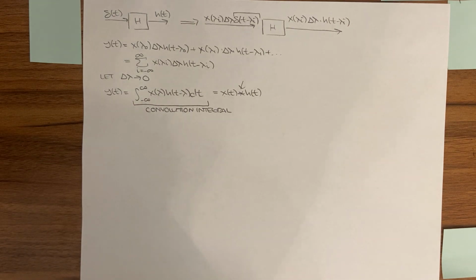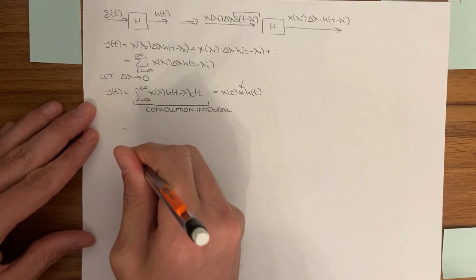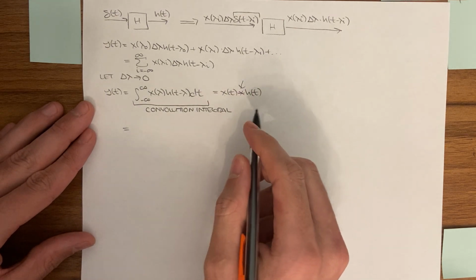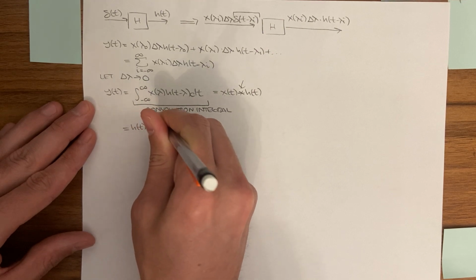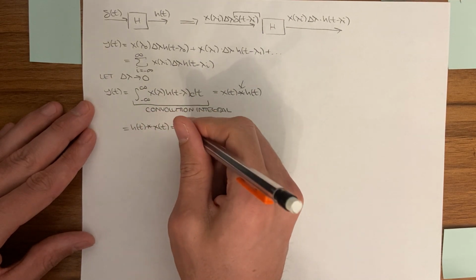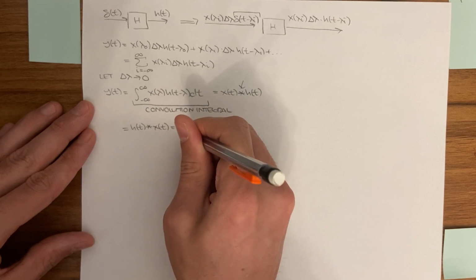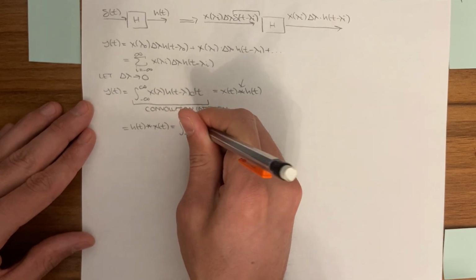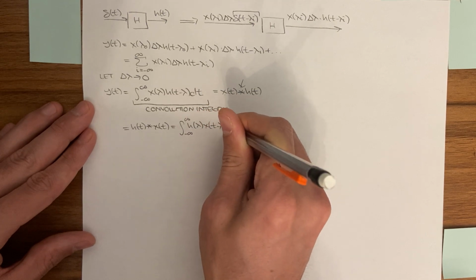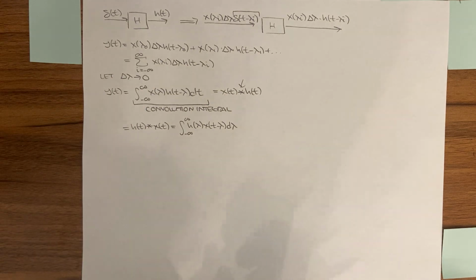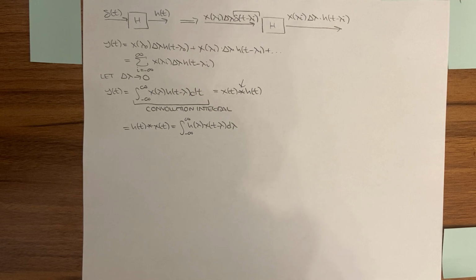Now, similarly, we can show that it doesn't matter which way we do the convolution or which order. So we can say that we've got h of t convolved with x of t. And then the integral will be h of lambda x of t minus lambda d lambda. So again, with convolution, the order really doesn't matter. We don't care which way we do it.